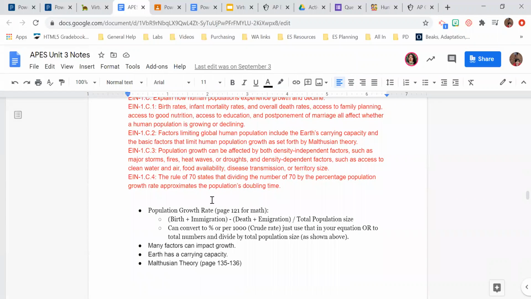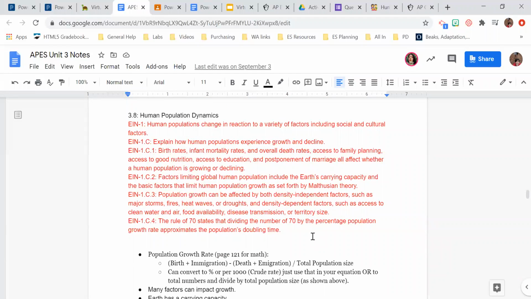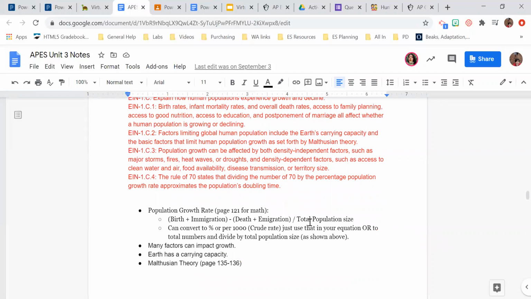So now to do the math, and we're going to talk about this math and about population growth rates. Human populations are going to grow in the same way that populations of animals can grow or shrink. So our population growth is going to be influenced by birth and death, and then immigration and emigration. So those same four things that change it in animals. And then what you would do is divide it by the total population size.